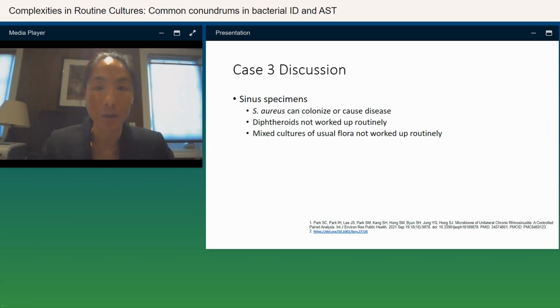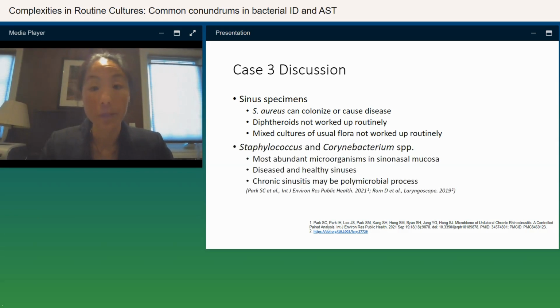Especially in a mixed culture situation, we would hardly ever work up a diphtheroid, especially if it's considered to be usual flora in that area. But for this patient, the Staph and Corynebacterium, this is a very interesting combination in the sinuses. From research studies, we know that these are the most abundant microorganisms in the sinonasal mucosa, whether it's studied in the healthy individual or in an individual with sinusitis.